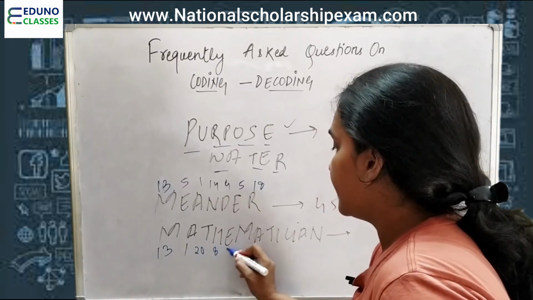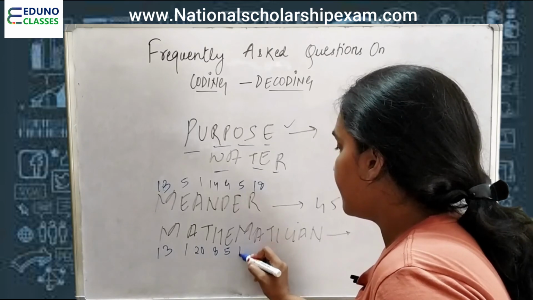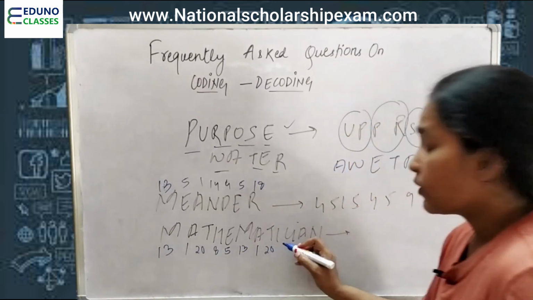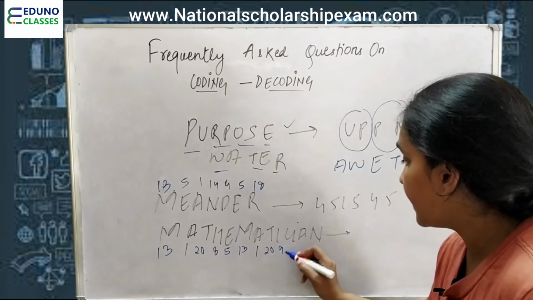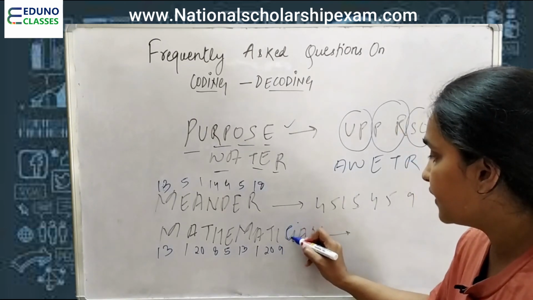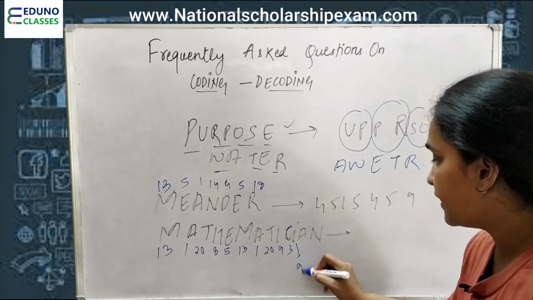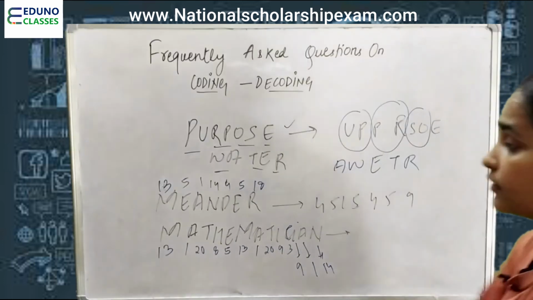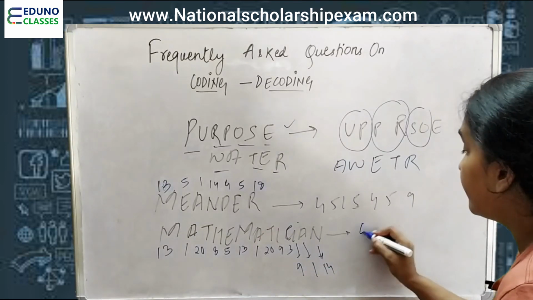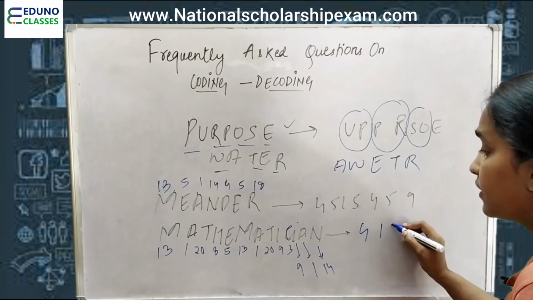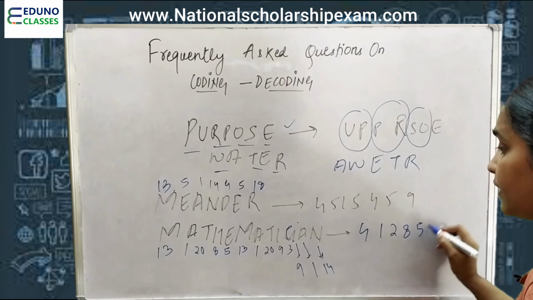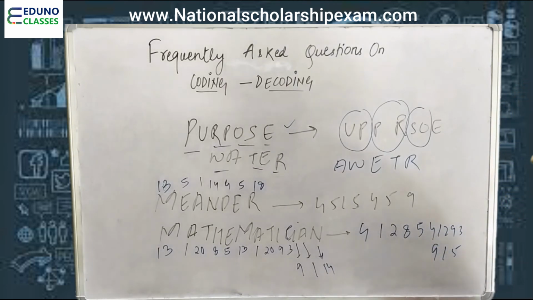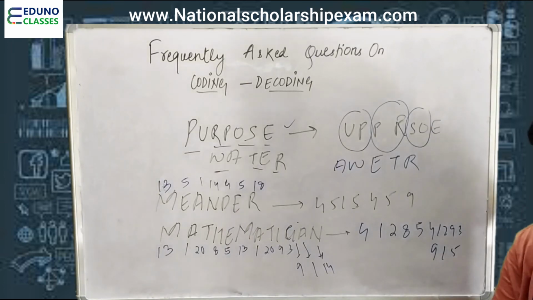What is H? 8. E is 5. M is 13. A is 1, T is 20. What is I? 9. Mathematician, it is C, guys. 3. What is I again? 9, A is 1 and N is 14. So what is the thing? 2-digit numbers will be added. 4, 1, 2, 8, 5, 4, 1, 2, 9, 3, 9, 1, 5. This is the code. Okay.